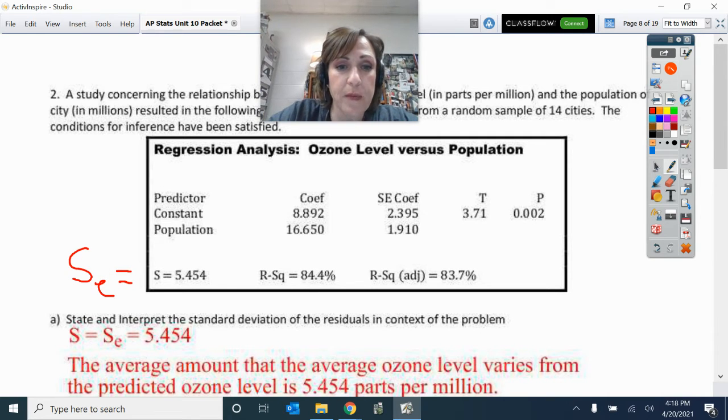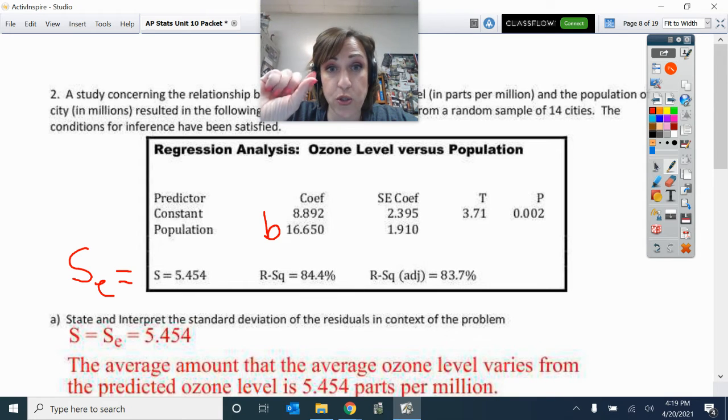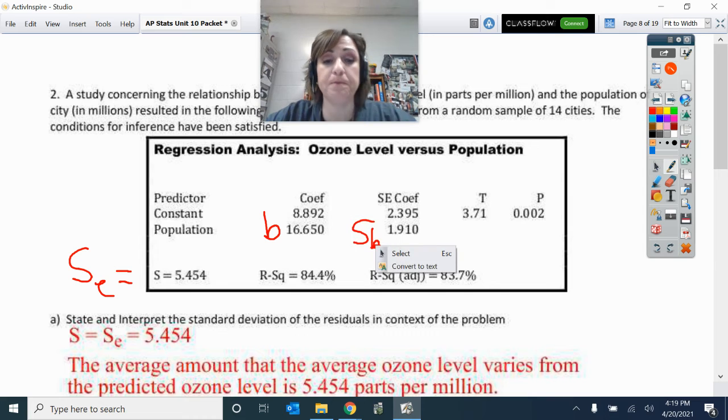That's there. Remembering this is b. The little b is the sample's slope. So that one sample's slope. This is the standard deviation of that one sample, S with the little b there.